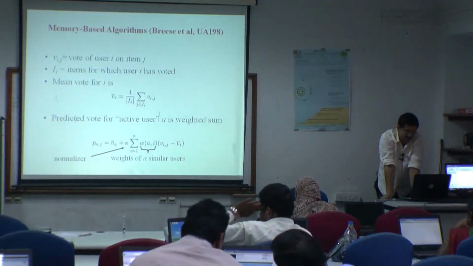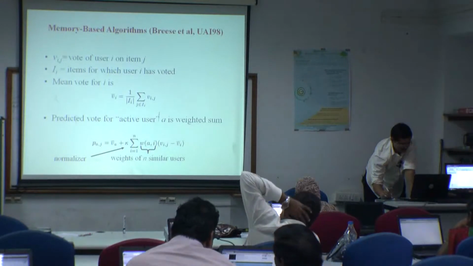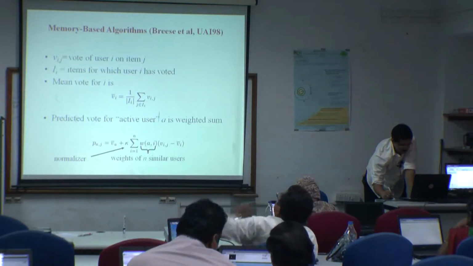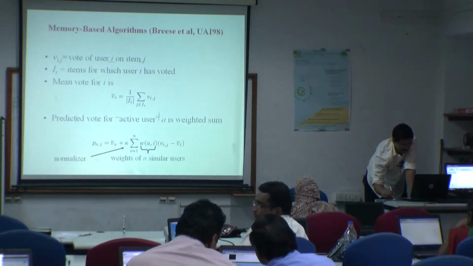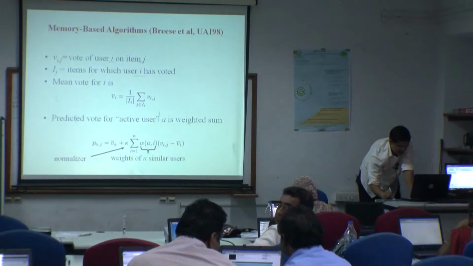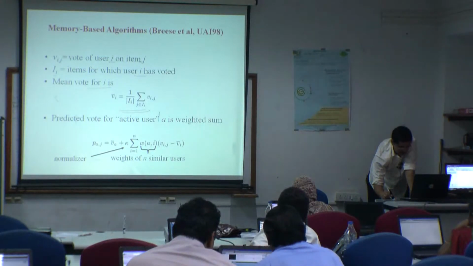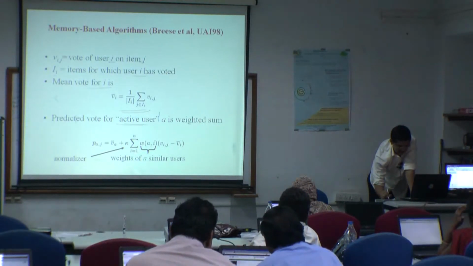Now, memory based algorithm, another algorithm. This is a voting based algorithm. V_ij represents the vote of user i on item j, and I_i is the set of items for which user i has voted. Then the mean vote for user i can be calculated by using this. Now how to predict? The predicted vote for active user a can be calculated by using this equation.